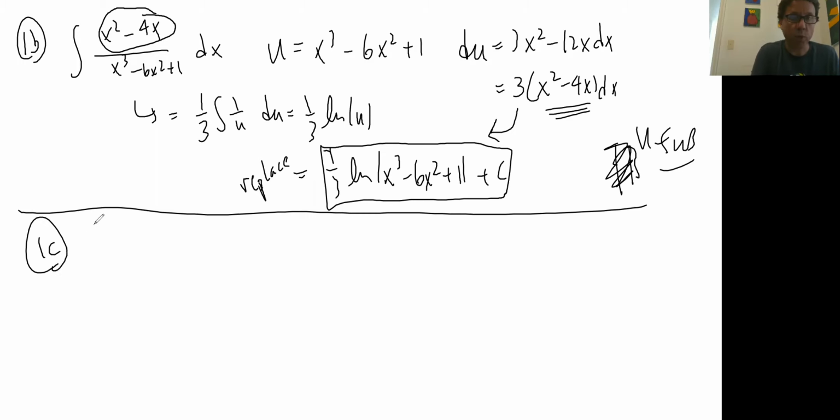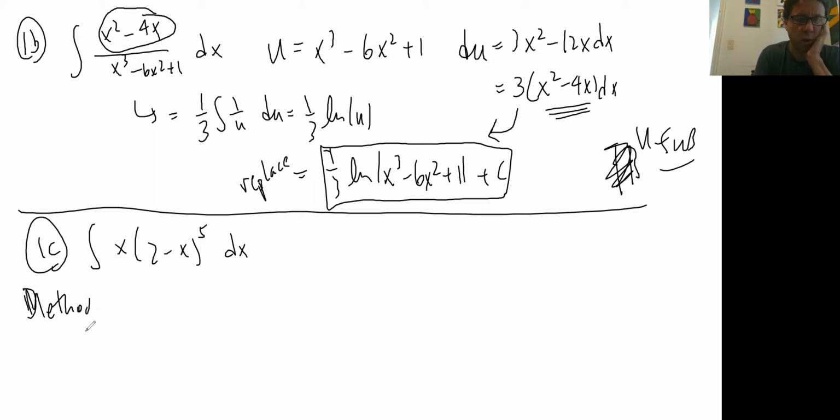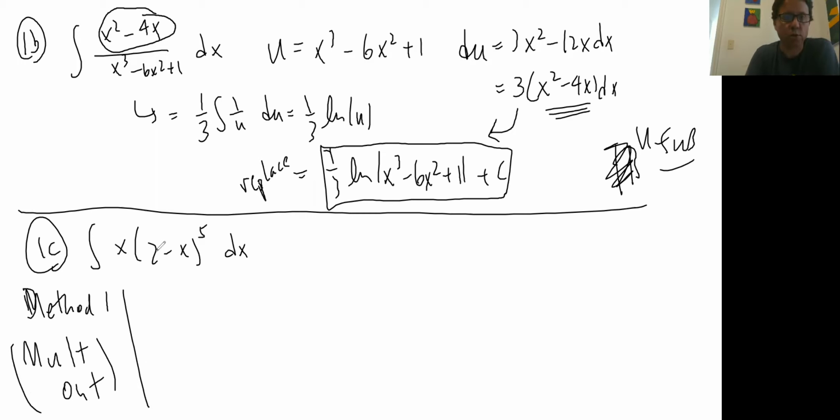C has multiple ways to do it. Method one is just to multiply it out. I'm not going to do that one, but you can just do 2 minus x times 2 minus x times 2 minus x times 2 minus x times 2 minus x, distribute it all out, multiply that by x, and then integrate each term. And you can do that, and that's fine.